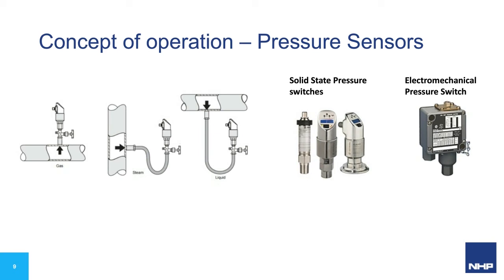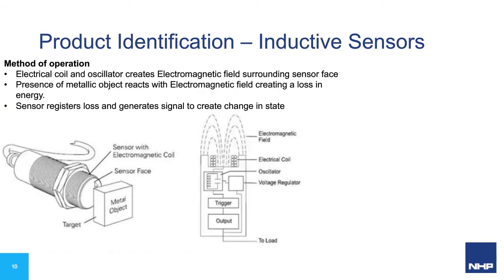Now, moving on to non-contact sensors. So inductive sensors are used for fast detection of metal objects and materials over a very short distance. Now, the operating principle is based on a coil and oscillator that creates a magnetic field that propagates around the sensing face of the sensor. Now, the presence of a metallic object in this field causes a dampening of the field.